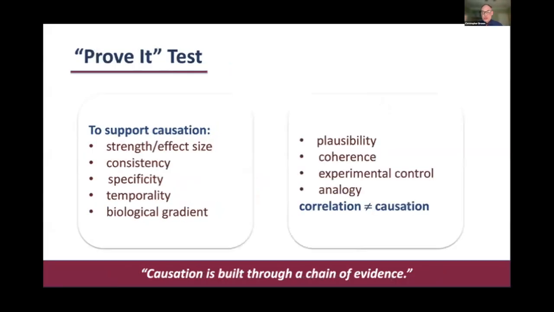Next is the prove it test. First, a little history. I think this is a really interesting story, a name you may never have heard of before, Sir Austin Bradford Hill, researcher known for the first randomized control trial in 1948 on the effects of streptomycin on treating tuberculosis. He himself contracted TB while a pilot in World War I, which changed his career path from being a medical doctor to that of a medical statistician and researcher.